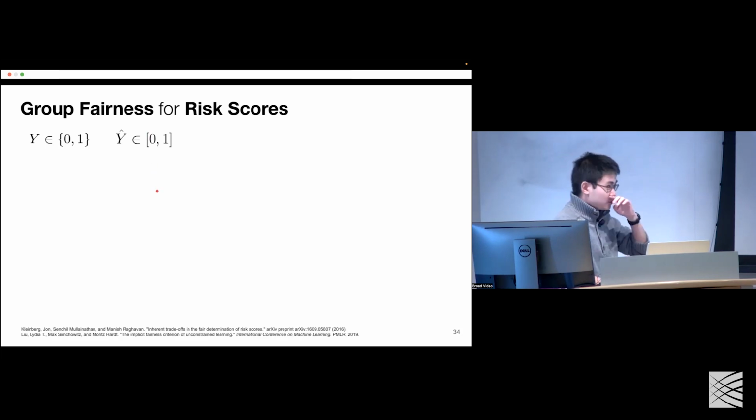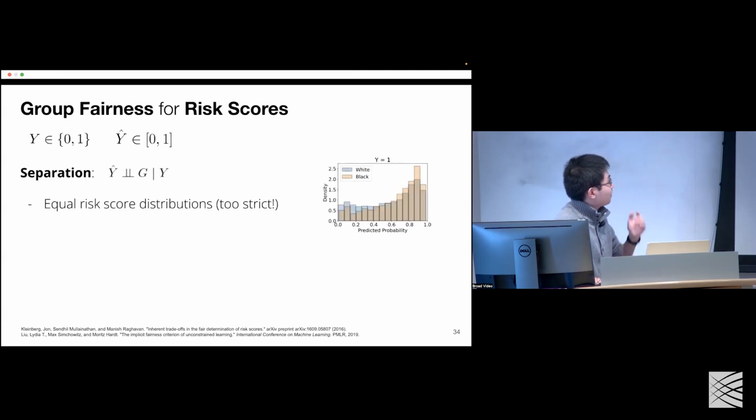To define group fairness, we can use the same criteria that we saw before, separation and sufficiency. Separation, remember, is this independence statement. And what this really says, if you think about it, is that if you look at this y equals 1 predicted probability graph, these two curves should be identical. These two histograms should be the same between the groups. That's what this statement says. The issue is that this is a very strict statement that requires two distributions to be the same, which is very hard to satisfy in machine learning.